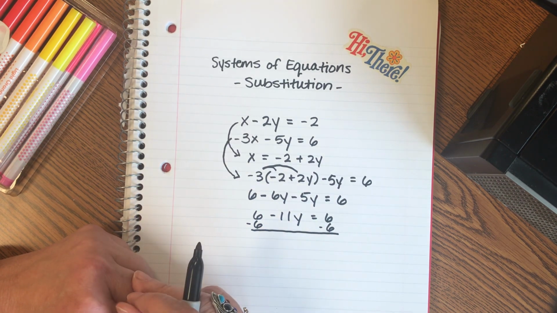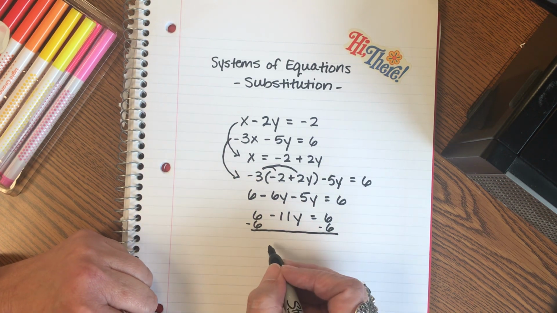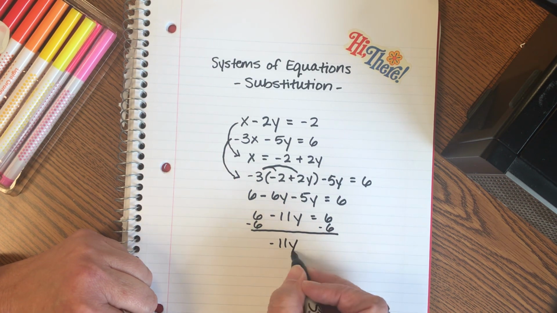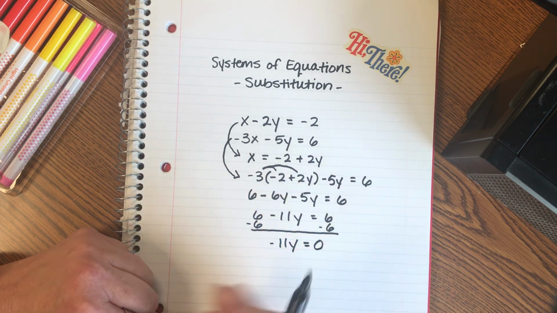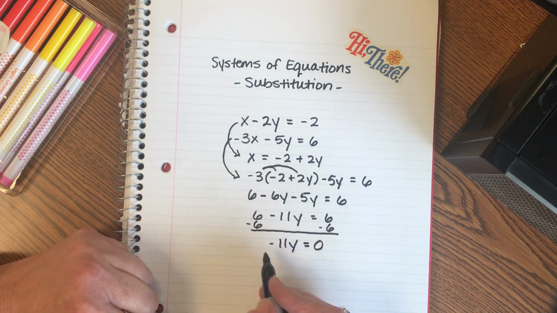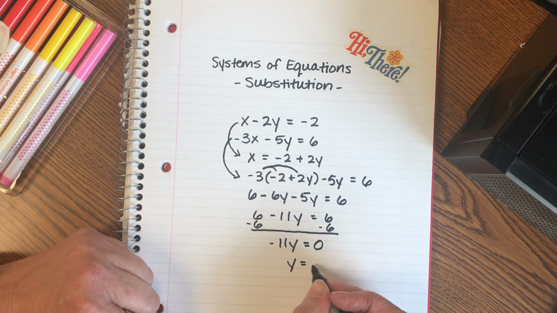Don't let it bother you. Don't get freaked out. I know that it's 6 minus 6 on each side. That tells me that -11y is equal to what? What's 6 minus 6? Is 0. Now if I divide both sides by -11, we find out that y is equal to 0.